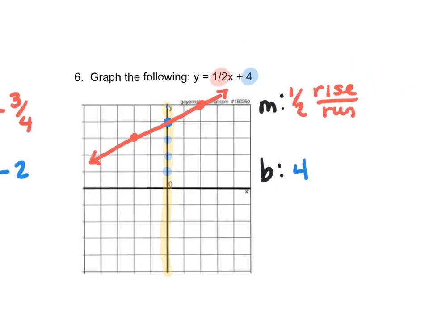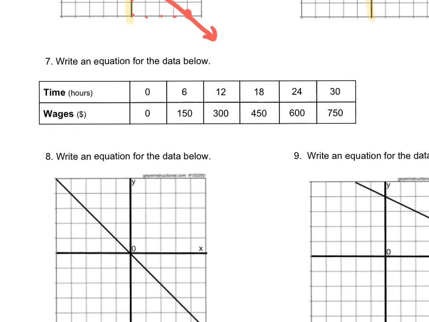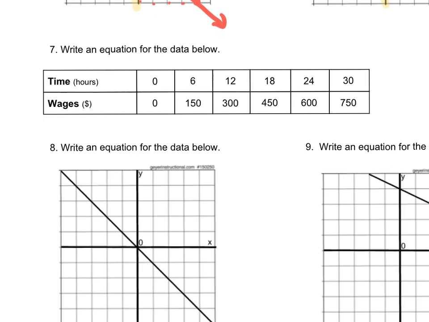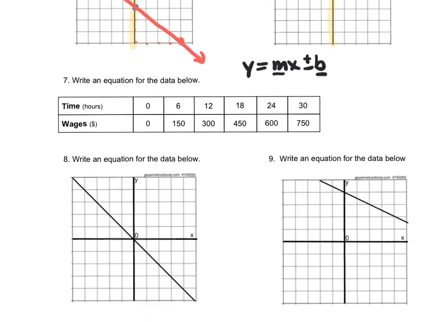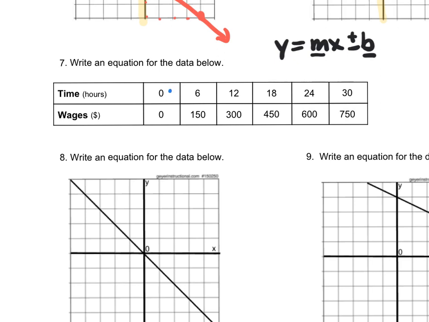Okay? And then number 7, it says write an equation. We're still trying to fill in that y equals mx plus or minus b. So we need to find our m and our b. So we can find our b almost immediately. We could say that b is where x is 0. So this is our x and this is our y. So our b is going to be 0.